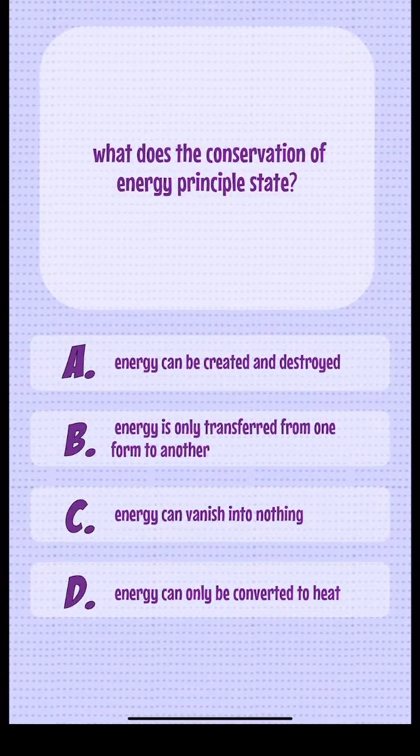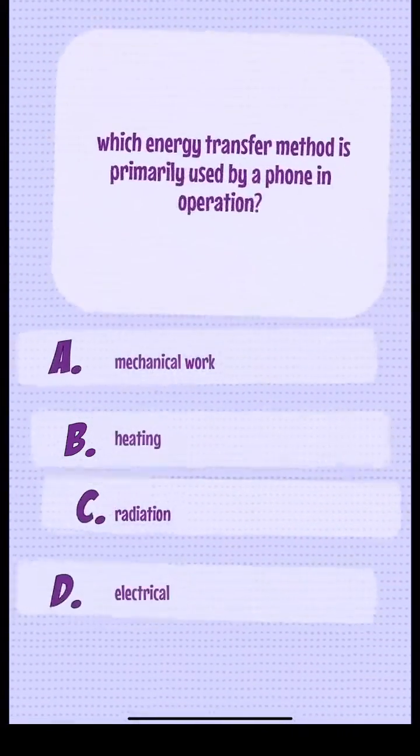What does the conservation of energy principle state? What's the main thing you can say about energy out of these? Energy can be created or destroyed. Energy is only transferred from one form to another. Energy can vanish into nothing. Energy can only be converted into heat. Most of you are putting B. Yeah, B. Energy can't be created or destroyed. It can only be transferred from one form to another. The answer is B for that one.